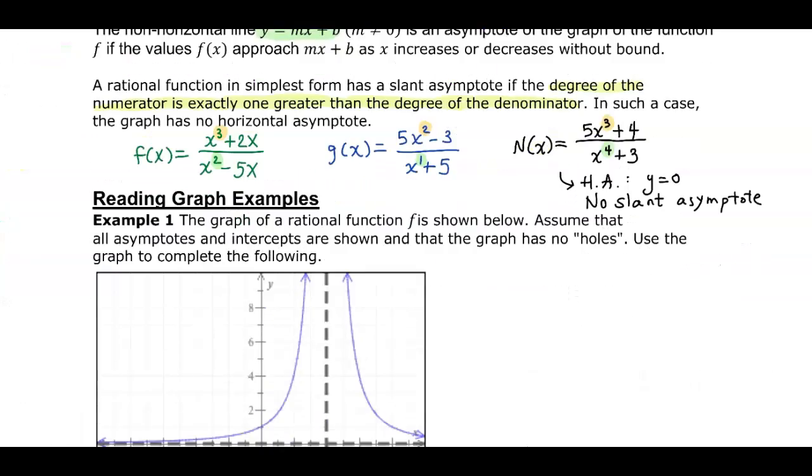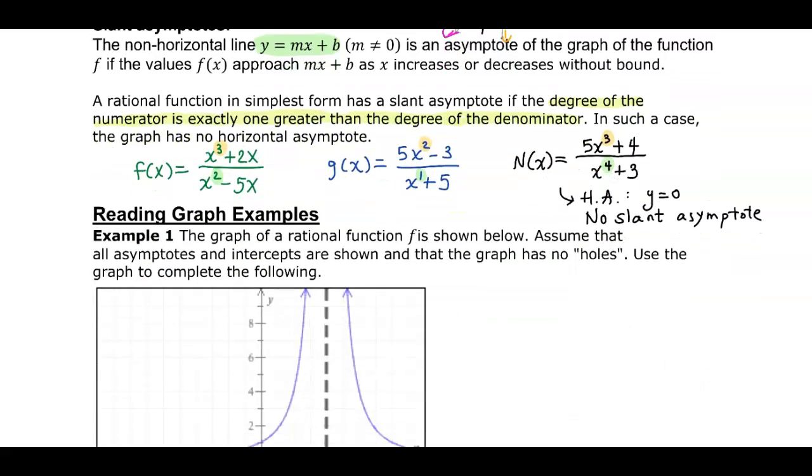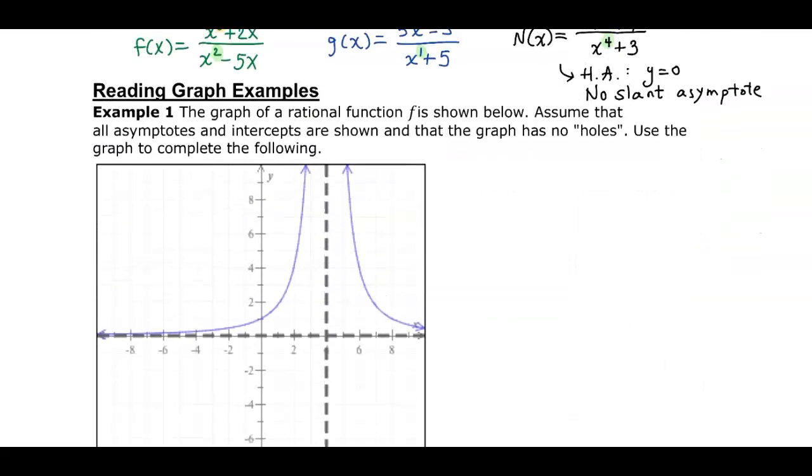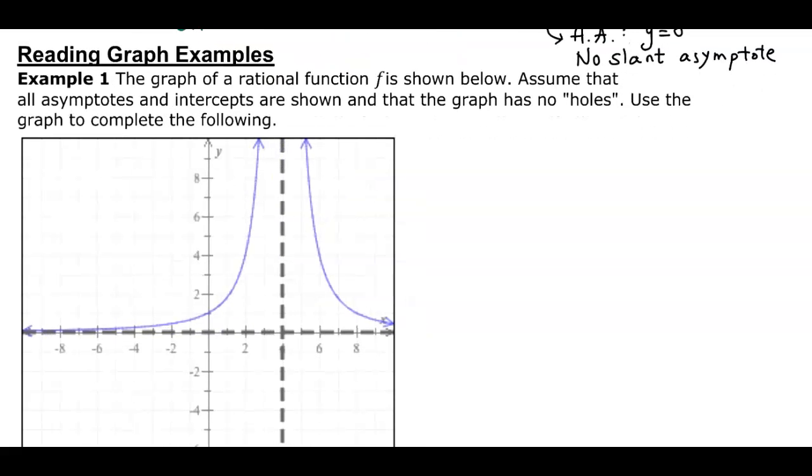Alrighty, let's go ahead and do some fun examples. I'll do example 1 and maybe 2 in this video because I think these will be a little bit shorter. Example 1, we are reading graphs this time. The graph of a rational function f is shown below. They got the intercepts, asymptotes, and everything graphed for us. So what are we doing? We are finding some important parts of this graph. Assume that all asymptotes and intercepts are shown and that the graph has no hole.